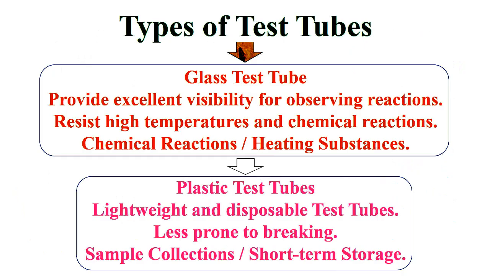Glass test tubes provide excellent visibility for observing reactions, and resist high temperatures and chemical reactions, so they are used for chemical reactions and heating substances, while plastic test tubes are lightweight and disposable, less prone to breaking, and used for sample collection and short-term storage, as mentioned in the next slide.